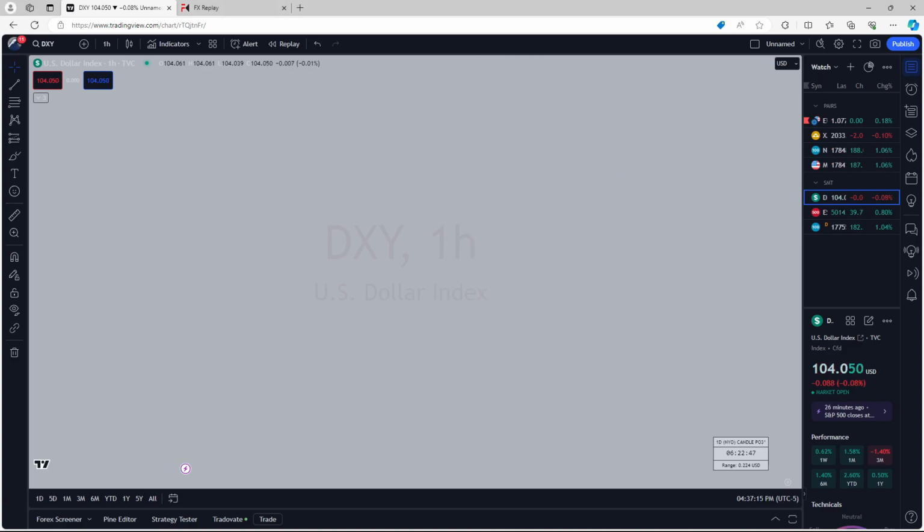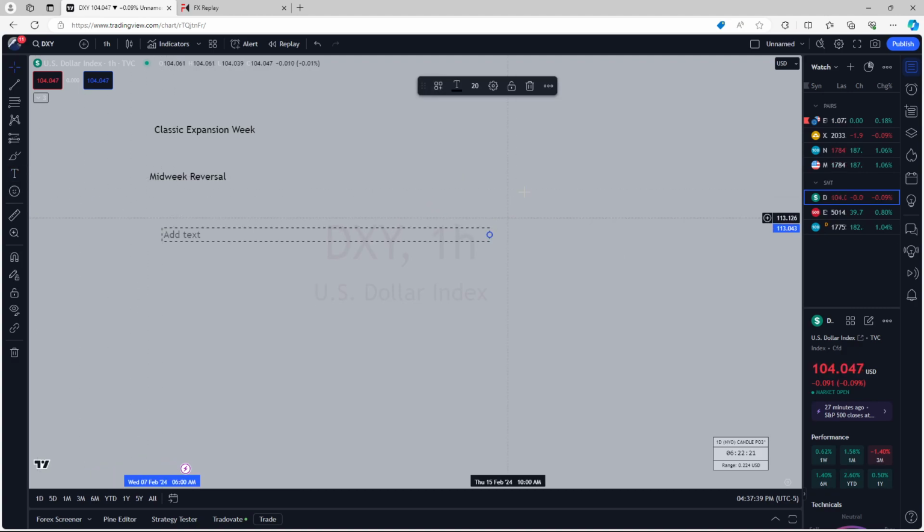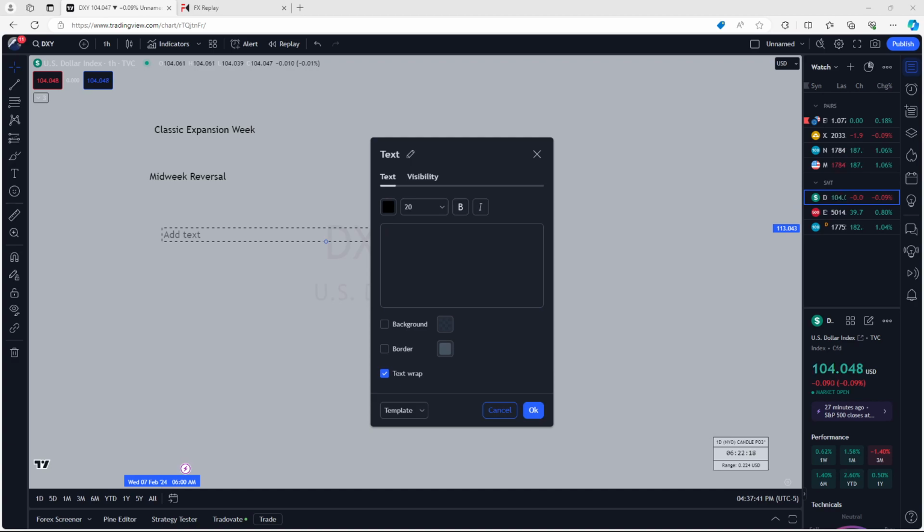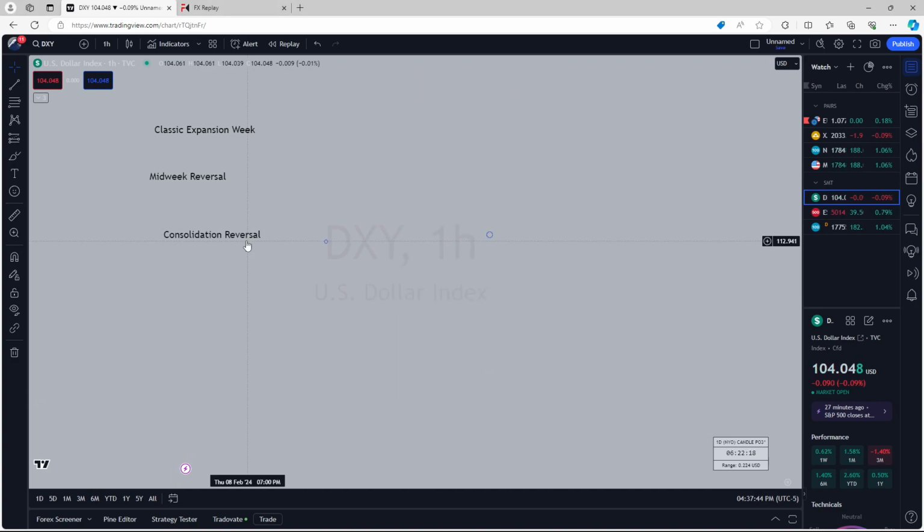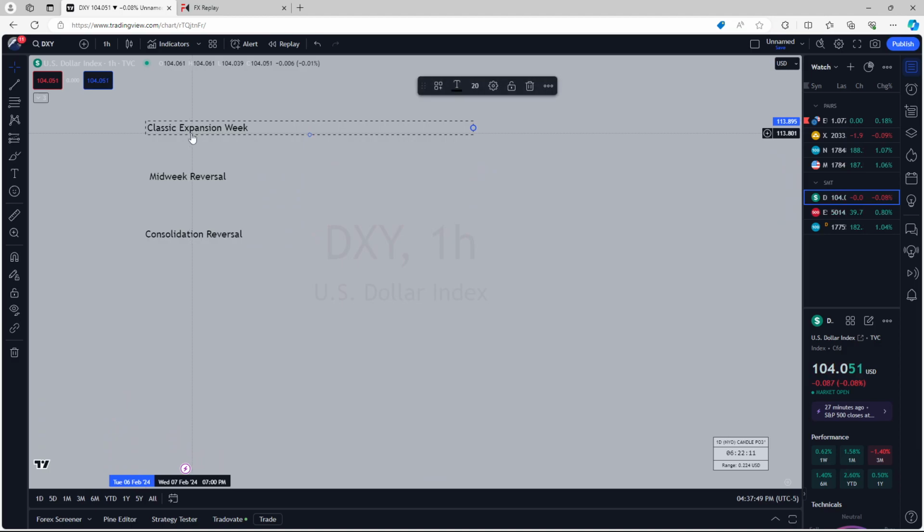So with ICT's concepts, obviously SMC, there's three main profiles that stand out, and I'll write them down for you guys. It's the classic expansion week, and I'll show examples in a bit. There's midweek reversal, and then the last one, consolidation reversal. These are the three quote unquote main ones. There's many more, but I'll teach you guys these three and how I base some of my trades off of these.